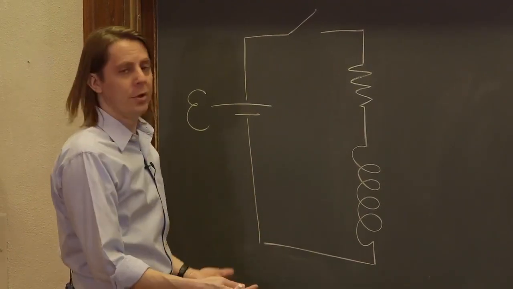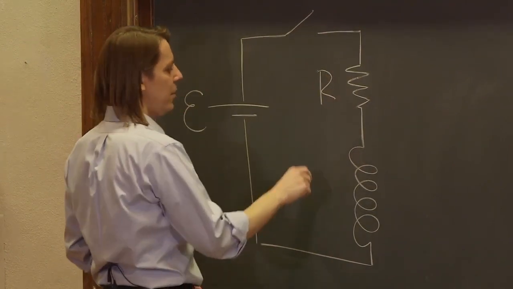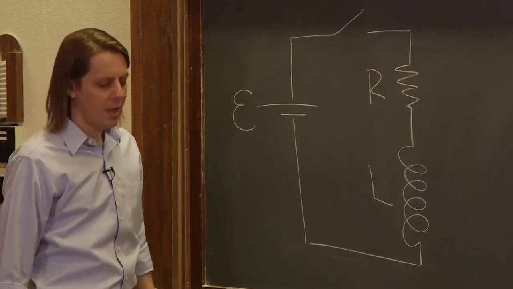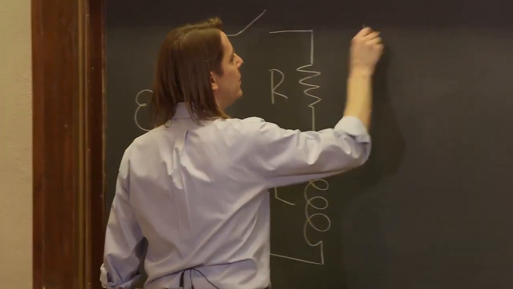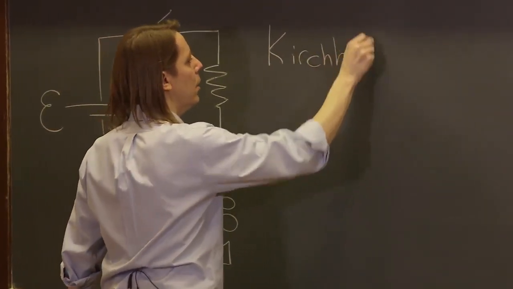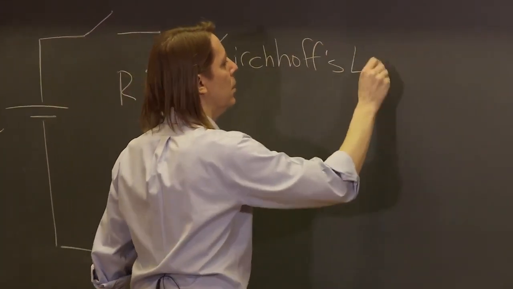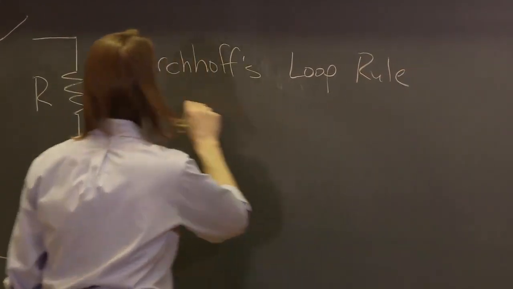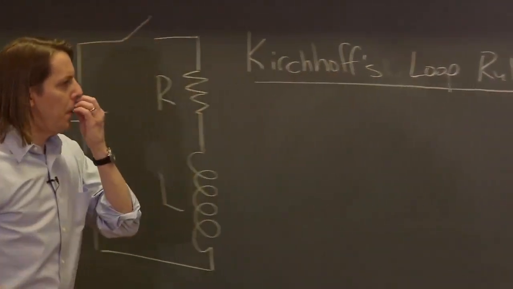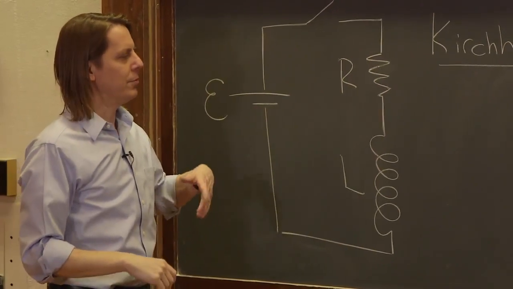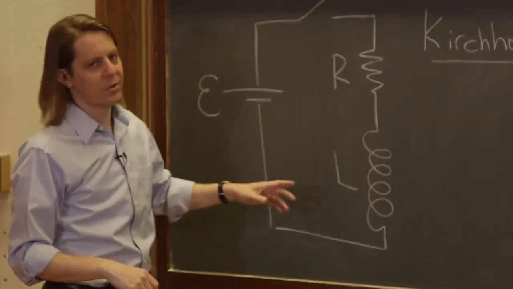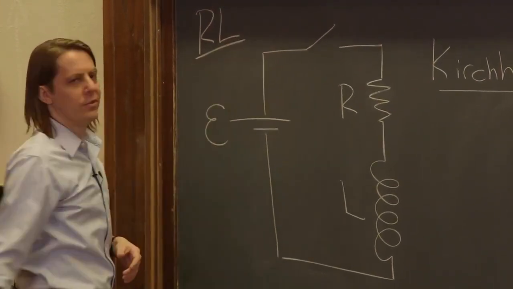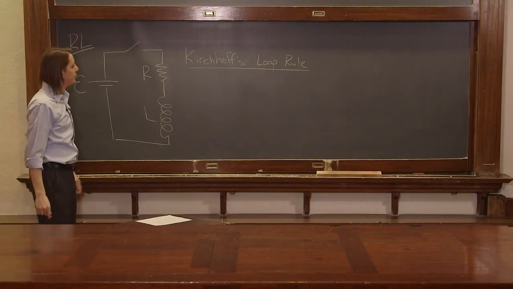So now we really just want to do this mathematically. So let's label that R, let's label this L, some inductor with inductance L. And the way to do it mathematically is Kirchhoff's loop rule. Right? So we've done this for just simple resistive circuits. We've done it for RC circuits where you have a resistor and a capacitor. Now let's do it for what we're talking about now, which is RL circuits, resistor, inductor.